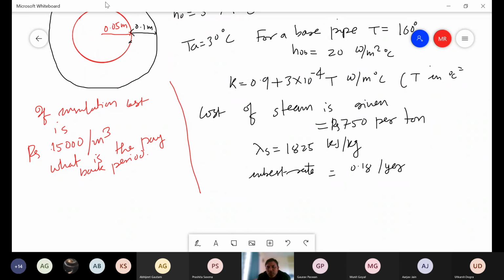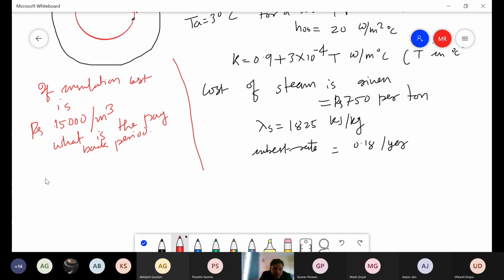So the temperature variation in the insulation will be between 160 and 30, because this bare pipe has the temperature of 160. But the outside temperature of this insulation would be slightly higher; in a worst case scenario we can say that temperature is, let's say, 30 degrees Celsius ambient temperature. So the maximum temperature variation between this bare pipe and this insulation surface will be 160 to 30. Do you all agree? In a worst case, I am just looking at the rough estimate. Does that make sense? Yes, sir. So I am writing this.